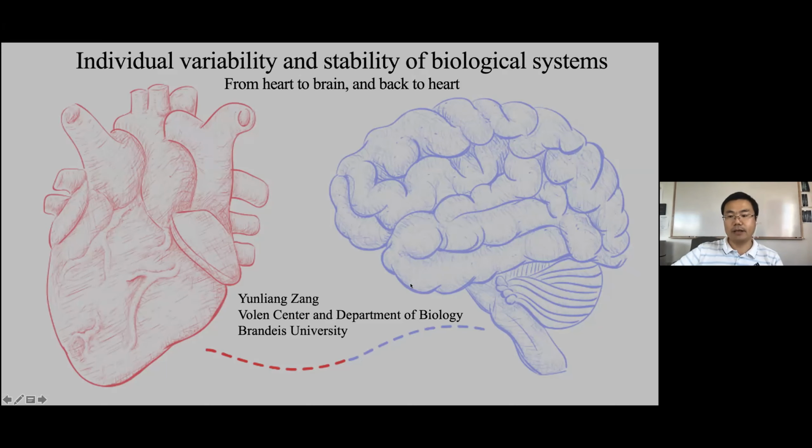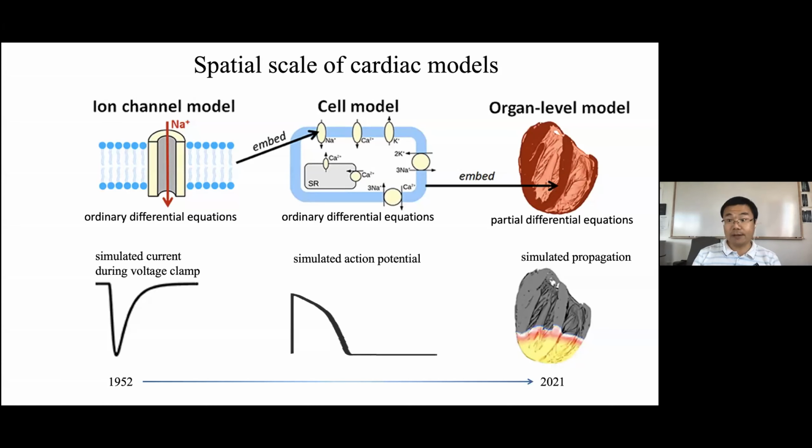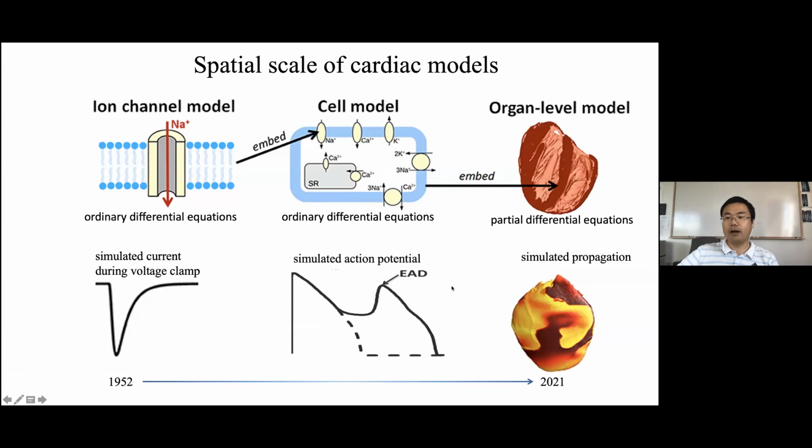So just like other biological systems that generate electrical signals, cardiac modeling starts from the classical Hodgkin-Huxley model. And after that, over the past 70 years, people have built models from a single cell to the organ level. So cardiac myocytes are composed of ion channels, which can generate action potentials when receiving stimuli. And this signal can propagate to other cells through gap junctions. So when the heart functions normally, this signal can propagate through the whole ventricle like a wave. However, under some disease conditions, some abnormalities can occur in the form of early after depolarization at the cellular level, and the reentrant wave at the organ level.